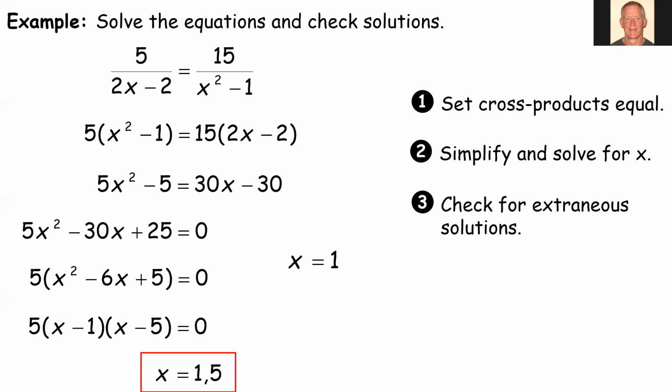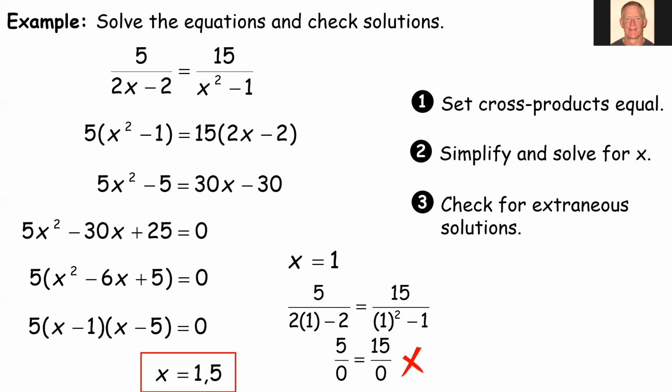Now, when we get two solutions like this, often one of them may be extraneous. So we've got to confirm, right, are both 1 and 5 valid solutions. So let's put 1 back into the original equation. And then we're going to simplify. 2 times 1 minus 2 is going to give us 0. We're going to actually get 0 in both the denominators. So clearly that gives us an undefined condition. Therefore, x equals 1 is not a valid solution.